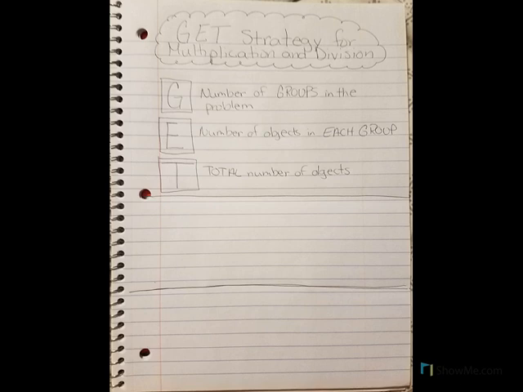Alrighty, so that's the top part of your section, just explaining what the GET strategy stands for. Now, the bottom section, if you can divide that in half each, and we're going to use the top section for multiplication and the bottom section for division. Okay, so now we're going to see how exactly we're going to use this GET strategy to decide whether a problem is showing multiplication or division. So we're going to start with multiplication.